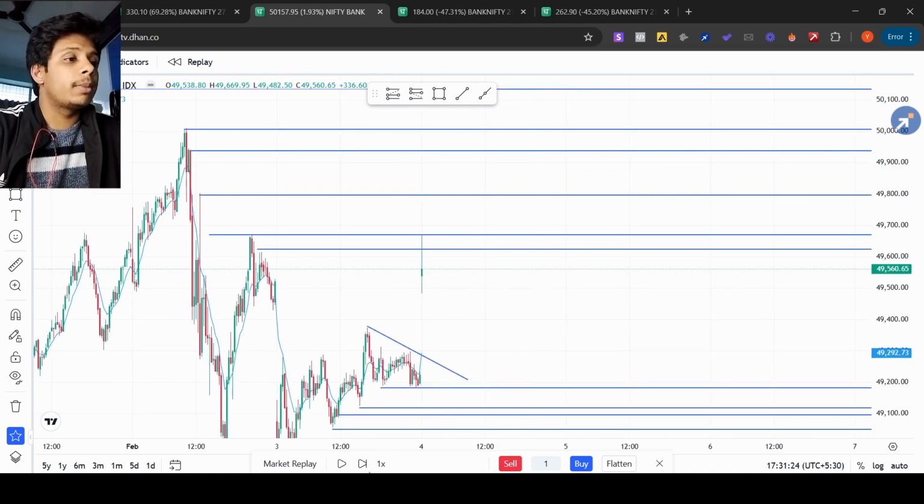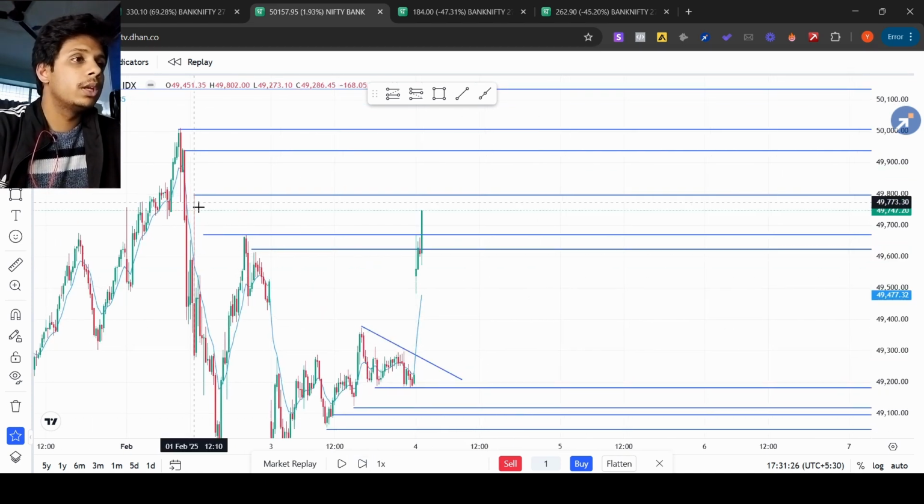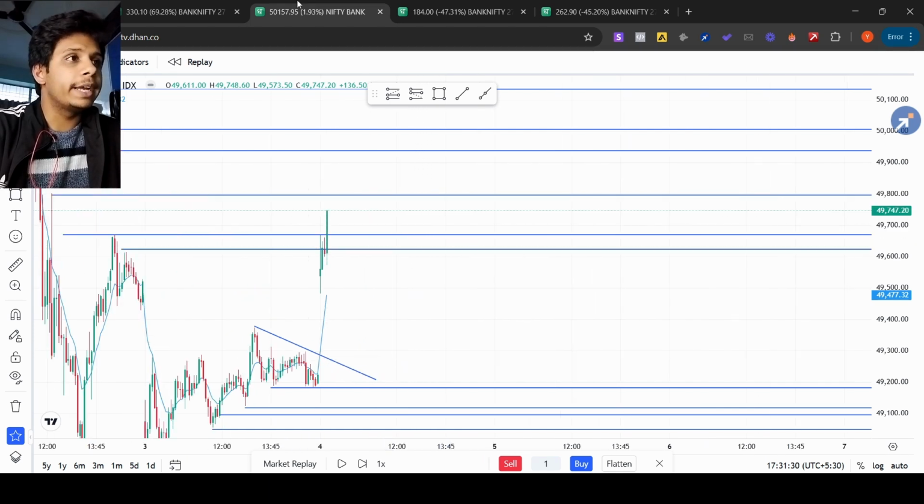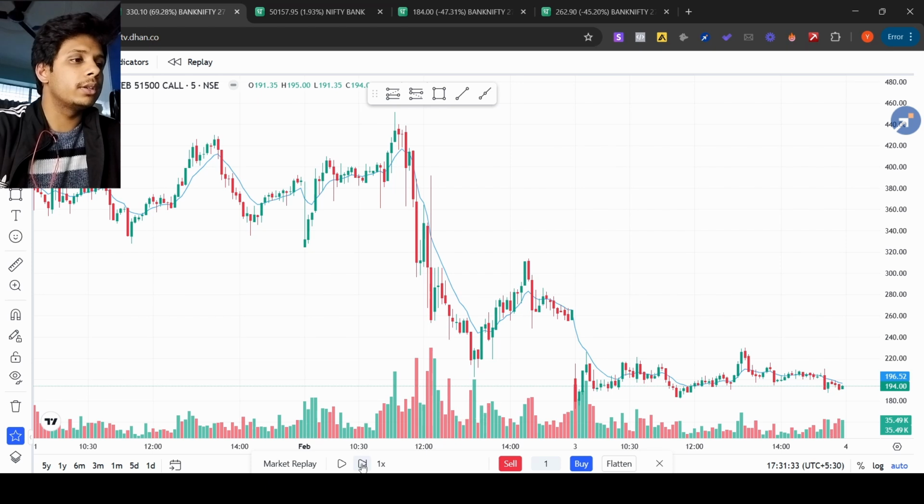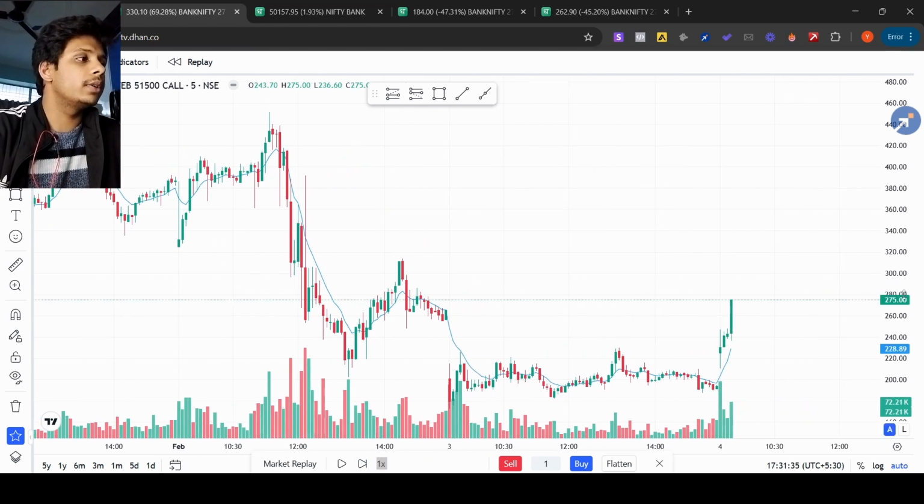So there is a big gap up opening over here. Okay, there we go. This is a great trade. We have some scope over here. So this is the 9:30 candle. We're gonna see the same candle on this chart as well. 9:30, there we go.